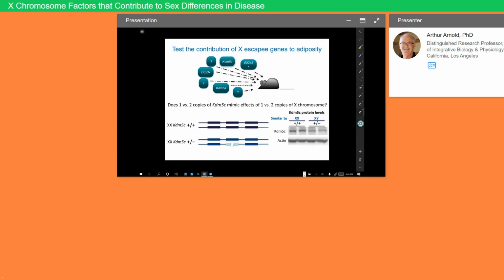Our experiment to prove which of the X genes are causing the sex difference in adipose or other tissues is to take an XX female and then knock out one copy of the X escapee in one group of animals. So one group of animals is plus minus for the gene of interest, let's say Kdm5c, and one group is a wild type and has 2 copies of Kdm5c. And so now we're varying Kdm5c 1 versus 2 copies instead of varying 1 versus 2 copies of the X chromosome. And that's schematically shown here, and we can compare the protein levels to confirm that in fact the knockout works.